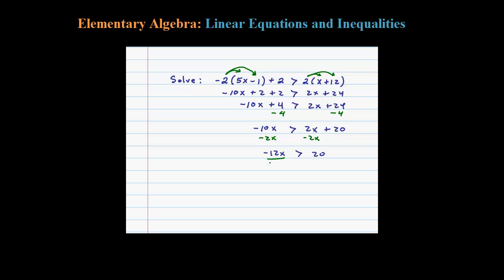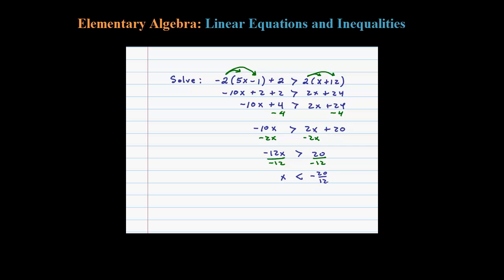And then finally, dividing by -12, that's where actually we're going to reverse the inequality. Okay, so -12, when you divide by a negative number, you have to reverse it. So I'm going to write that x is less than, see the reversal, -20/12. Well, okay, and then for my final step here, I'm going to have to reduce.